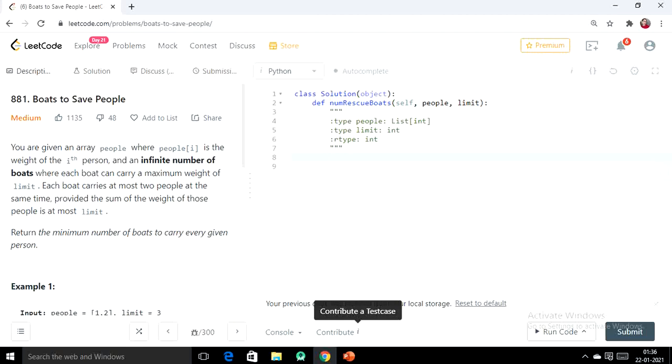In this video, we are going to solve a problem, boats to save people. So guys, your TCS NQT and Wipro LTH exam is approaching, and in both the exams, coding plays an essential role. That's why I have made this video.